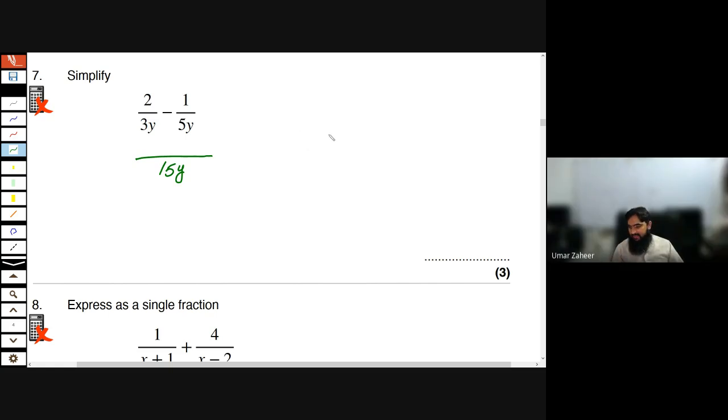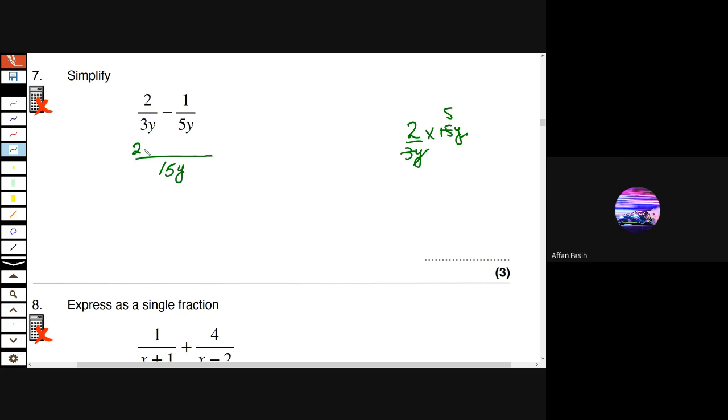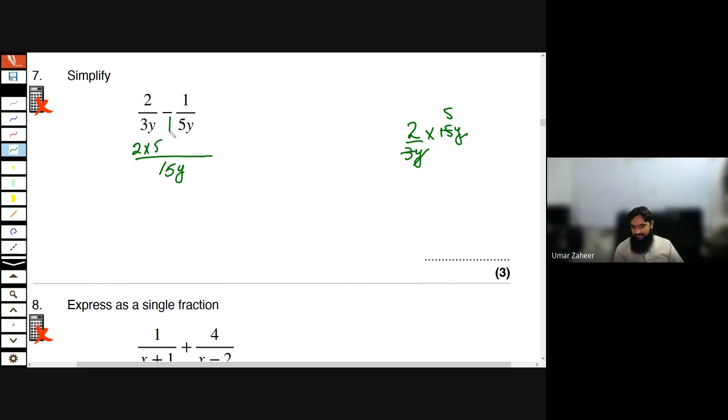Now, what will be the next step? In the rough work, you have to take the first fraction and multiply by LCM. y will be cancelled out. 3 times 5 is 15. So you will get 2 times 5. Yes, sir. Now there is a negative sign, so put the negative sign.